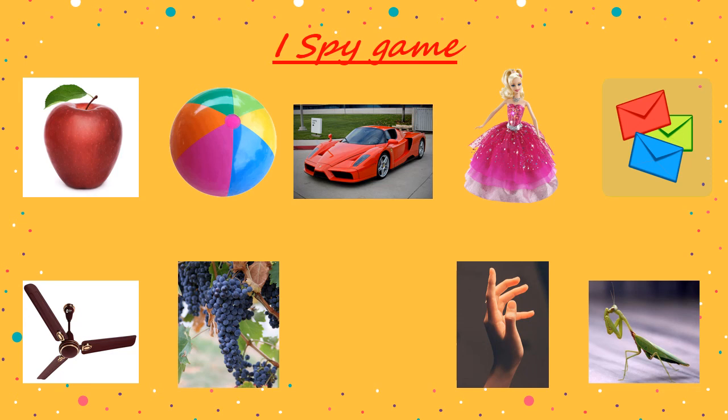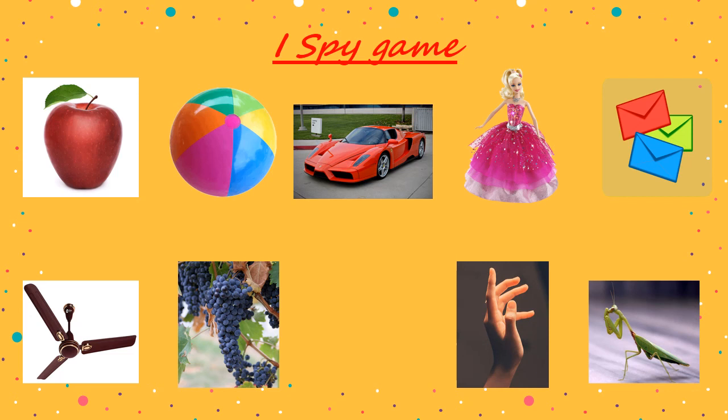Next, I spy with my little eye something that begins with letter D and it's very beautiful. Children like to play with that. It begins with letter D. Next, I spy with my little eye something that begins with letter E and we use it to post letters. Next, I spy with my little eye something that begins with letter F and when switched on, it gives cool air.